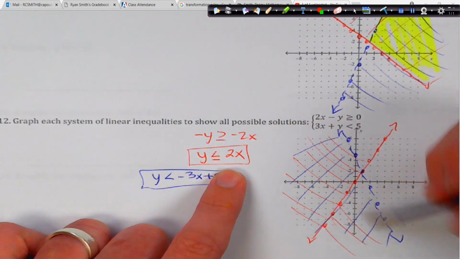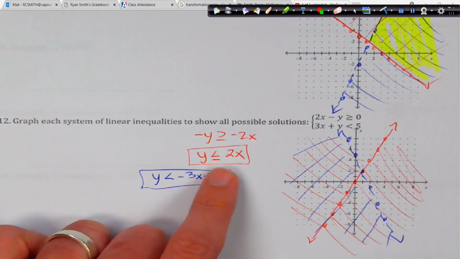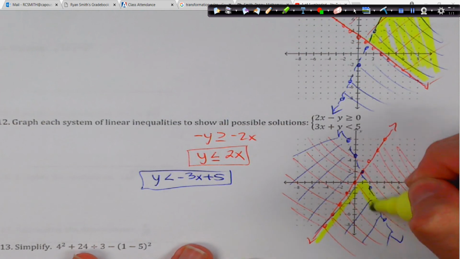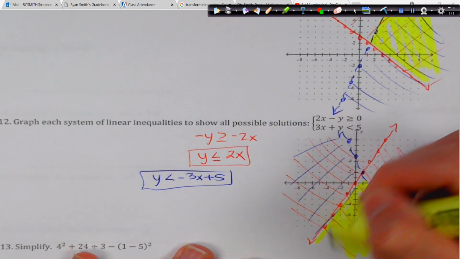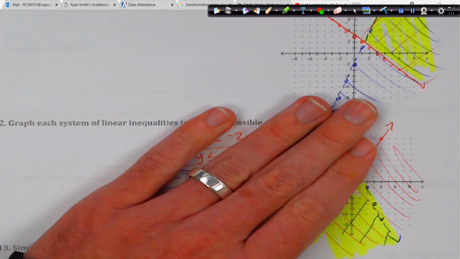Whoops, sorry. This side, my bad. The overlapping region is going to be down here. I'm so sorry I messed that up. The red part's not supposed to be up there. All right. Okay.